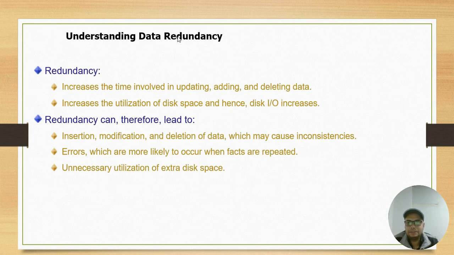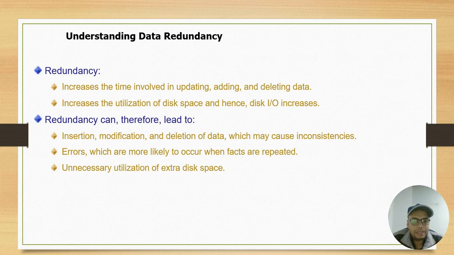Understanding data redundancy. Redundancy means increased times involved in updating, adding, and deleting data, and increased utilization of disk space, and hence disk IO increases. What do you mean by IO? Input and output. Redundancy means basically repetition of data, data repeating again and again in your computer memory. That is called data redundancy, repetition of data.